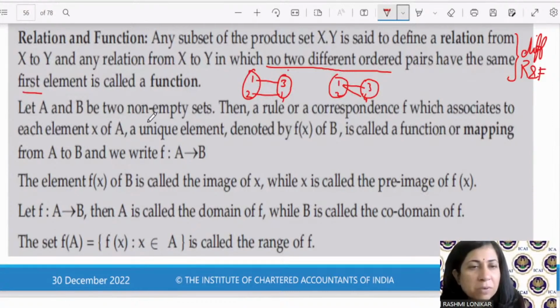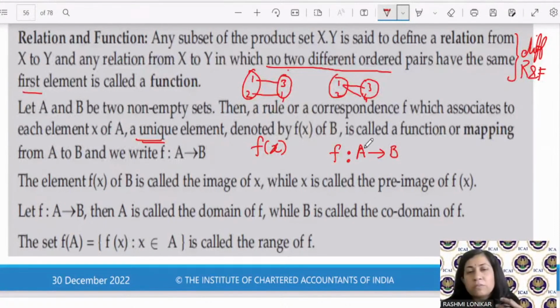Let A and B be two non-empty sets. Then a rule or correspondence f which associates each element x of A to a unique element, denoted by f(x), of B is called a function. So how do I represent it? When I write it down, I say there is a function f which goes from A to B.